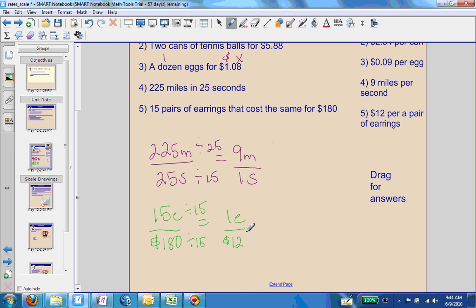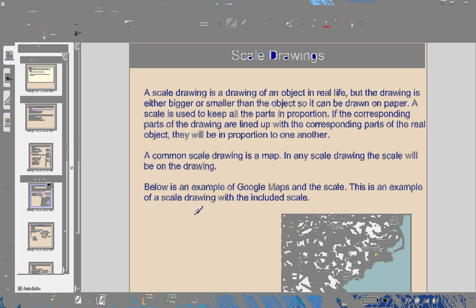Now we're going to move on to scale drawings. A scale drawing is a drawing of an object in real life, but the drawing is either bigger or smaller than the object, so it can be drawn on paper. A scale is used to keep all the parts in proportion. If the corresponding parts of the drawing are lined up with the corresponding parts of the real object, they are proportional to one another.